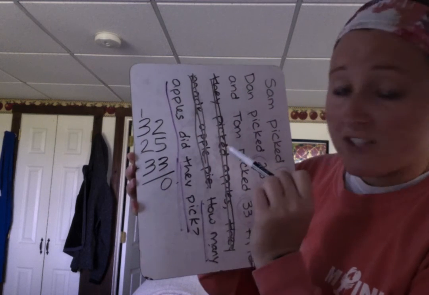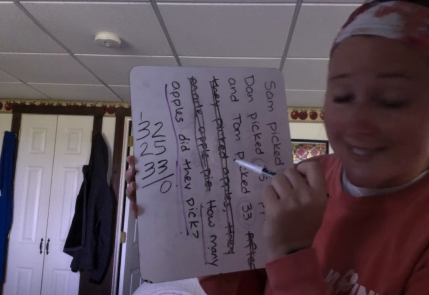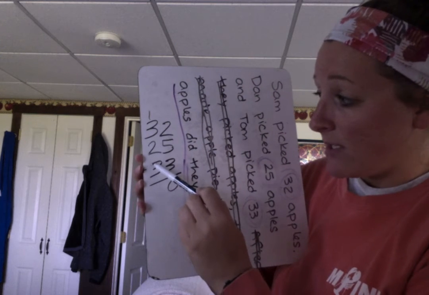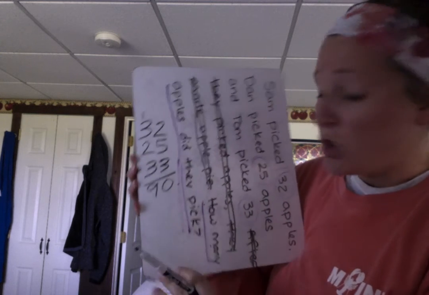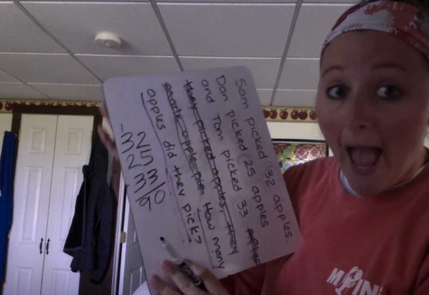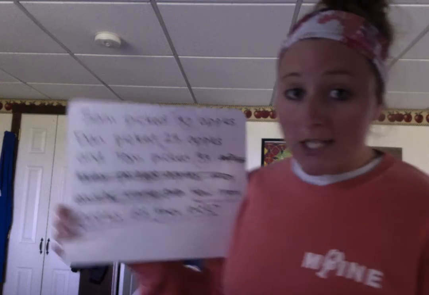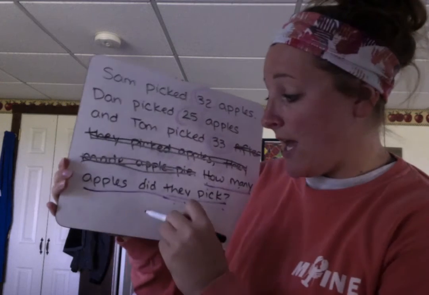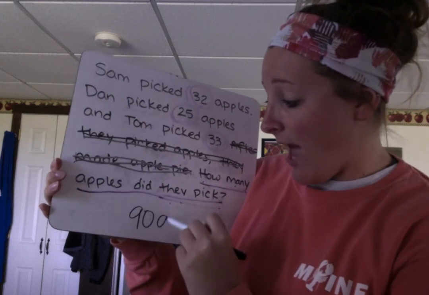1 plus 3 is 4. 4 plus 2 is 6. And 6 plus 3 is 7, 8, 9. So they picked 90 apples. Here's where that label part comes in. Your answer has to say 90 apples.